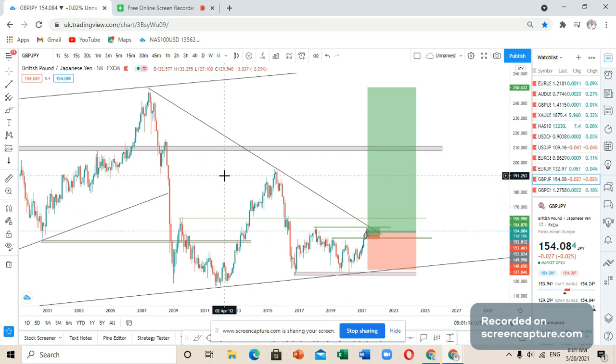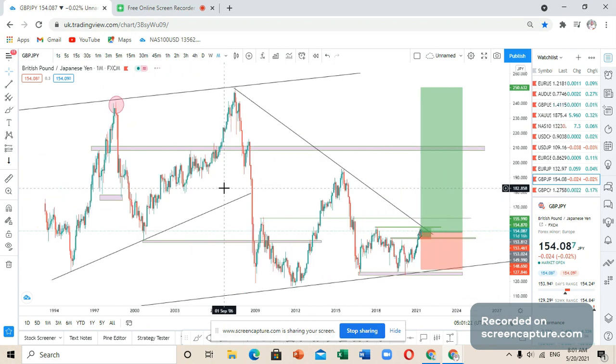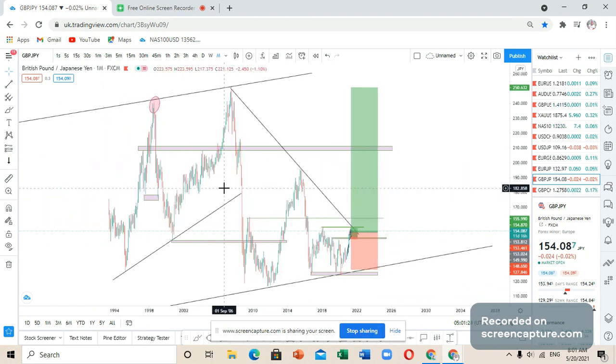So I'm going to kickstart today's analysis with GBPJPY, and this is the monthly time frame. So you can see we had a move to the top here, then we had a slow movement here, moving in that particular pattern.